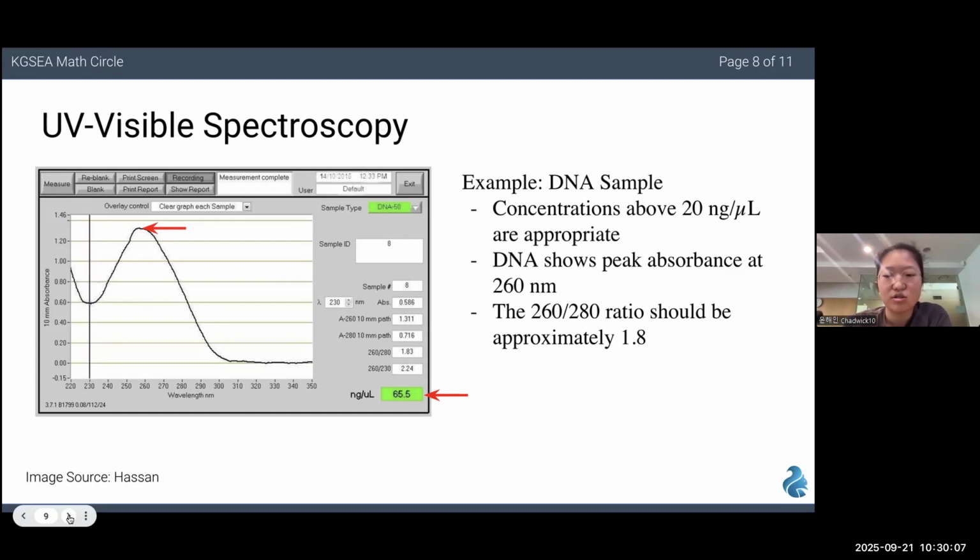Lastly, let's look at the 260 to 280 ratio. As I mentioned before, while DNA shows peak absorbance at 260 nanometers, protein shows peak absorbance at 280 nanometers. Therefore, the 260 to 280 ratio indicates whether this DNA sample is contaminated with protein or not. Typically, for a pure DNA sample, the 260 to 280 ratio should be approximately 1.8. Here we can see that the value is 1.83, which again indicates that this is a pure DNA sample.